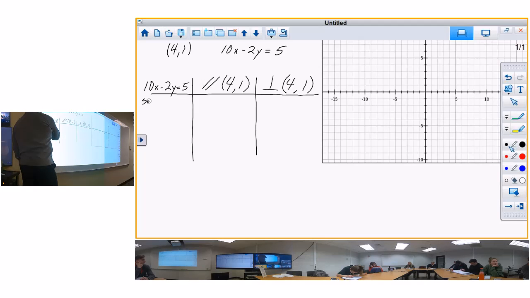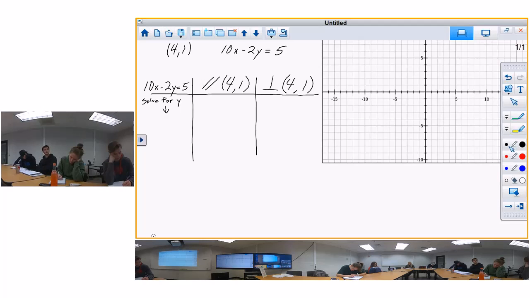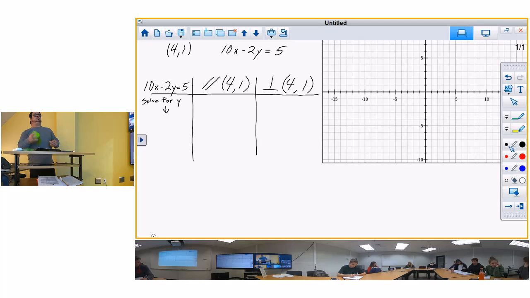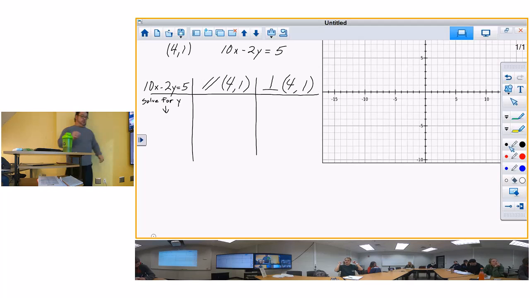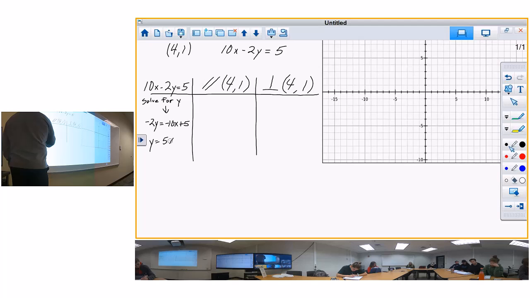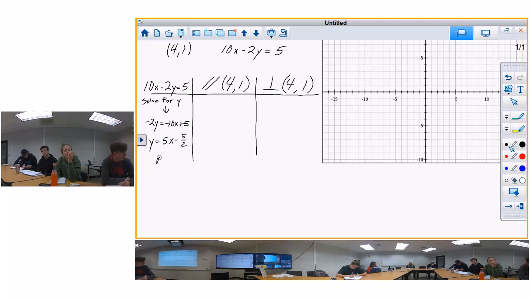Now, over here, solve for y. Go ahead and do that. Solve for y in the first column. And once you solve for y, put m down. What is m? So, let's solve. I get negative 2y is equal to negative 10x plus 5. Y is equal to 5x minus what? 5 halves? Is that right? Yes, sir. Okay. So m is equal to 5.